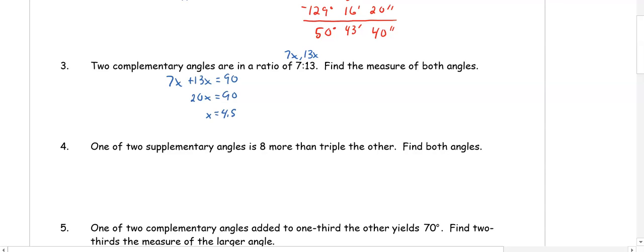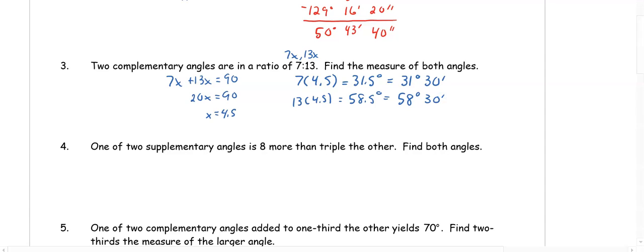Once we know x is 4.5, we want the measure of both angles. So we have 7 times 4.5, which gets us 31.5 degrees. Remember, 0.5 is the same as 30 minutes. So we have 31 degrees and 30 minutes. Then we do 13 times 4.5, and that gets us 58.5 degrees, which is 58 degrees and 30 minutes.